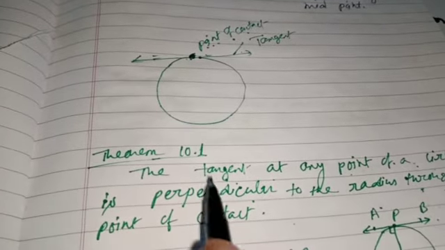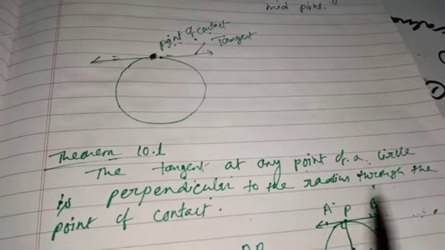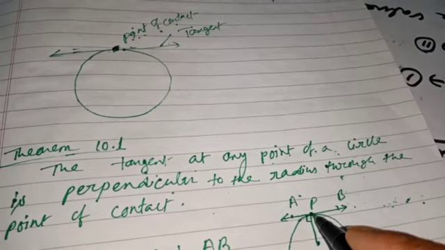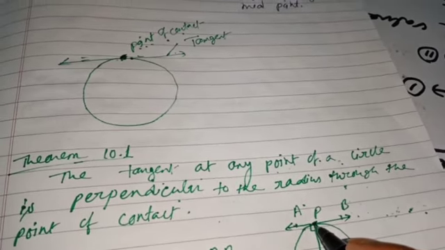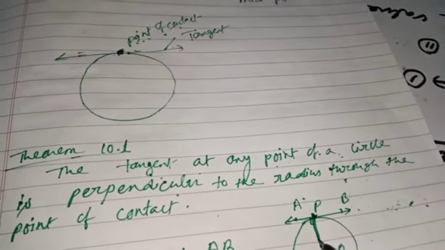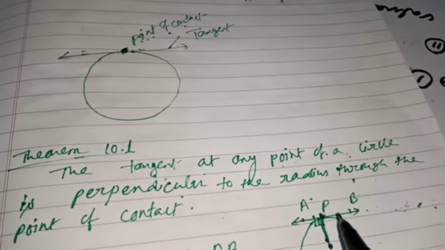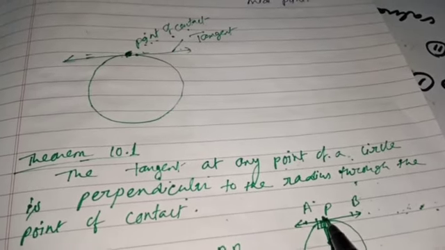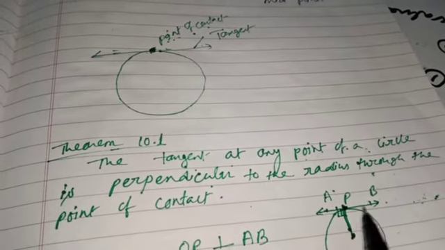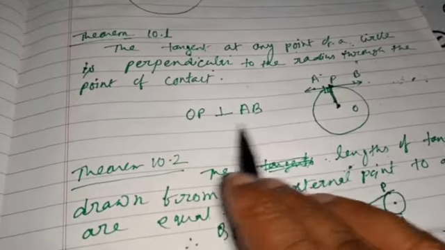Theorem 10.1. The tangent at any point of a circle is perpendicular to the radius through the point of contact. That means suppose you have a tangent AB, and P is the point of contact. If O is the center of the circle, then OP is what? OP is the radius. Then OP is always perpendicular to the tangent. That is why the line joining the point of contact to the center, the radius, is always perpendicular to the tangent. This is theorem 10.1, meaning OP is perpendicular to AB.